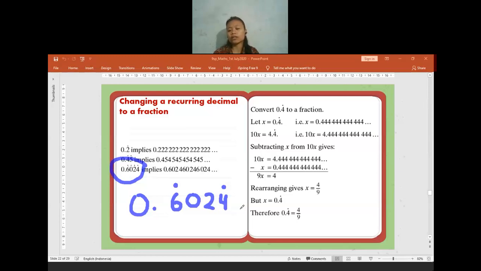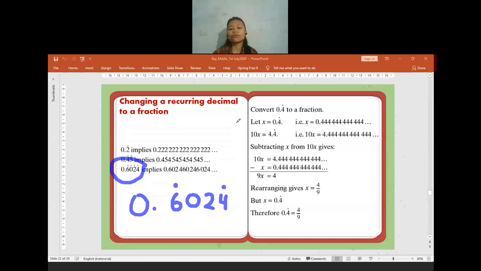Either one is okay. Is there anyone having confusion or getting confused so far? Before I start discussing changing the recurring decimal into a fraction, is there anyone who gets confused? No? Okay.